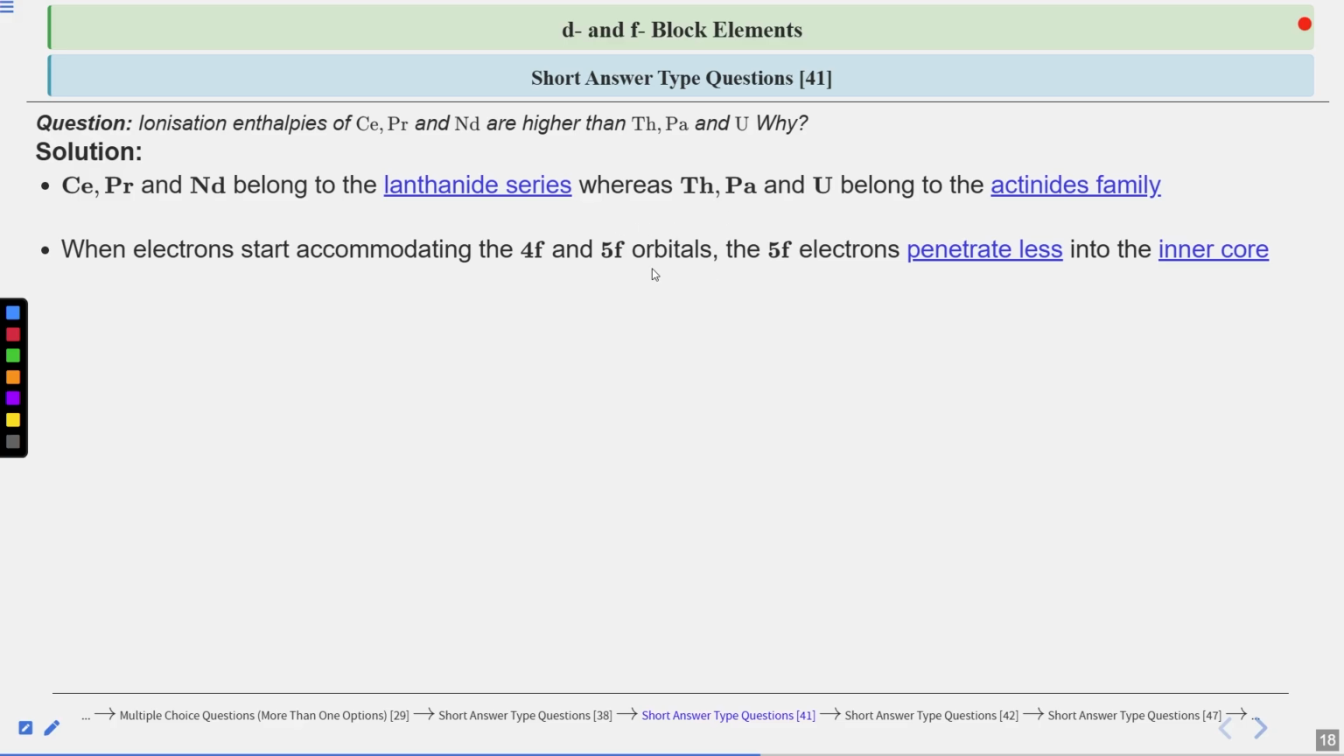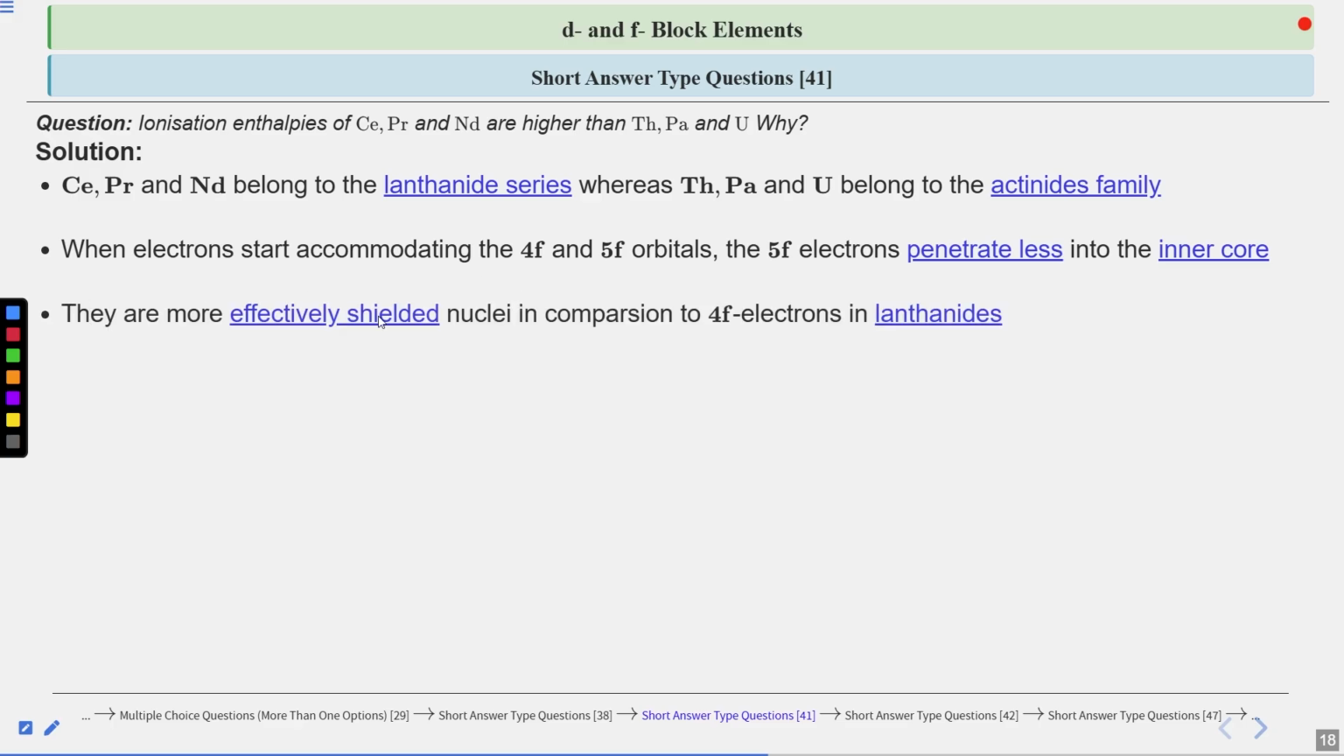And if you compare these two orbitals, the 5f electrons are penetrating less into the inner core. That means they are at a greater distance from the nucleus as compared to the 4f electrons. So they are more effectively shielded from the nucleus in comparison to the 4f electrons in the lanthanoids, right? So if you talk about shielding, the 5f electrons are more effectively shielded from the nucleus in comparison to the 4f electrons in the lanthanides.